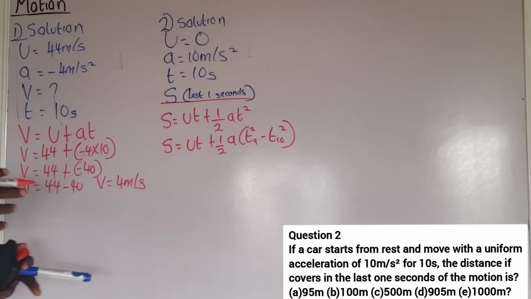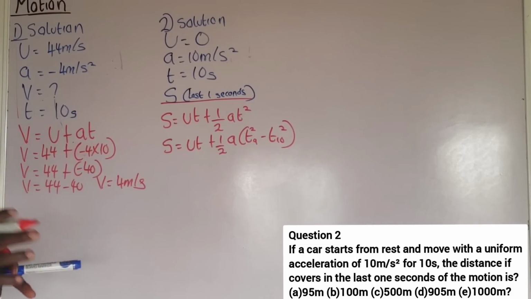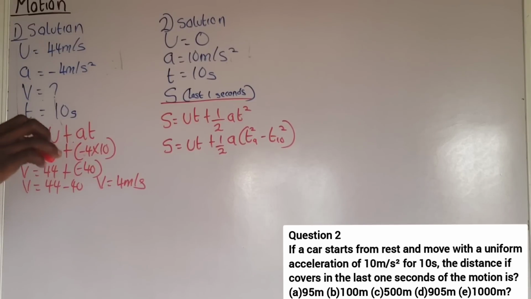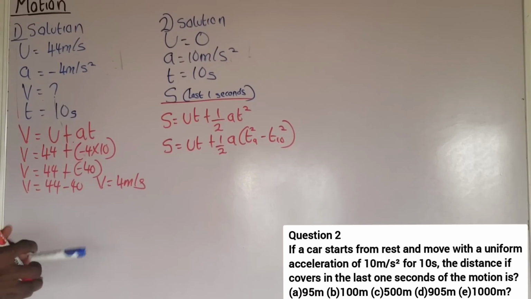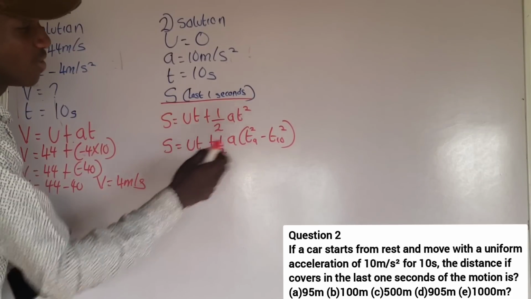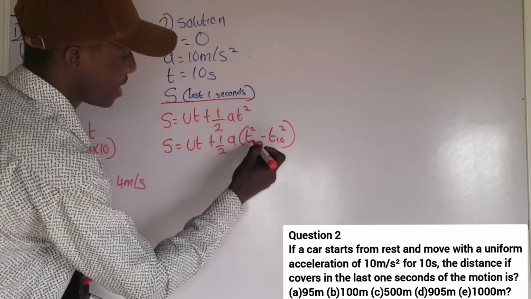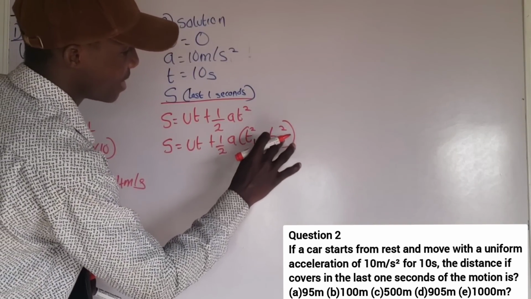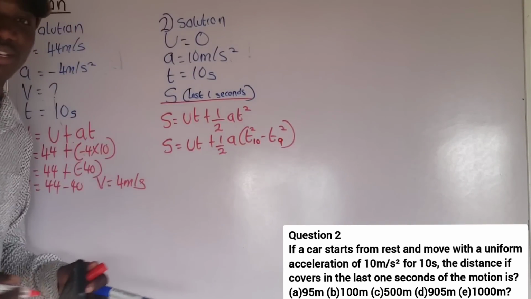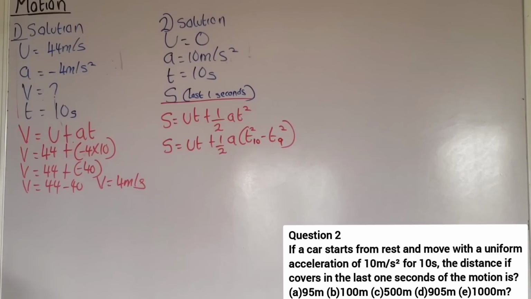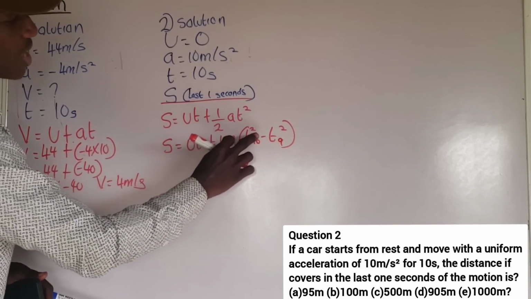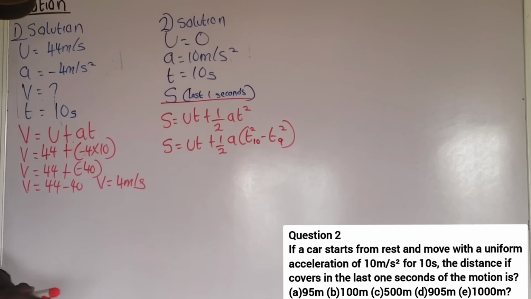Please pay attention. I'm going to explain the reason why I put the equation like this. The reason is because the distance that we're looking for now is not the distance that is covered during the entire motion. It is the distance that is covered in the last 1 second of its motion. So that is why I have, oh sorry, this should be t10 minus t9. So that is the reason why I have t10 squared minus t9 squared. You understand? By 10 minus 9 is what? 1. You understand?